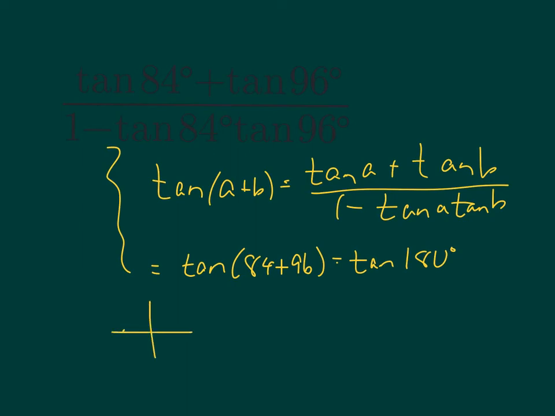On the unit circle, think about the x value is going to be -1 and our y value is 0. Tangent of theta in general is equal to y over x. So our tangent of 180 is equal to 0 over -1. So tangent is just equal to 0.